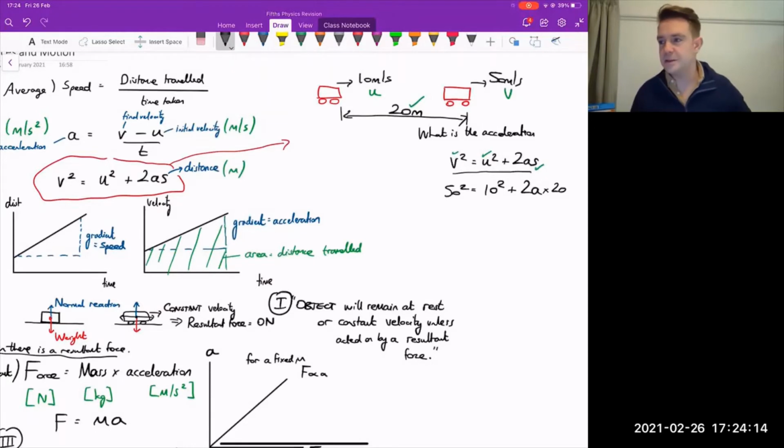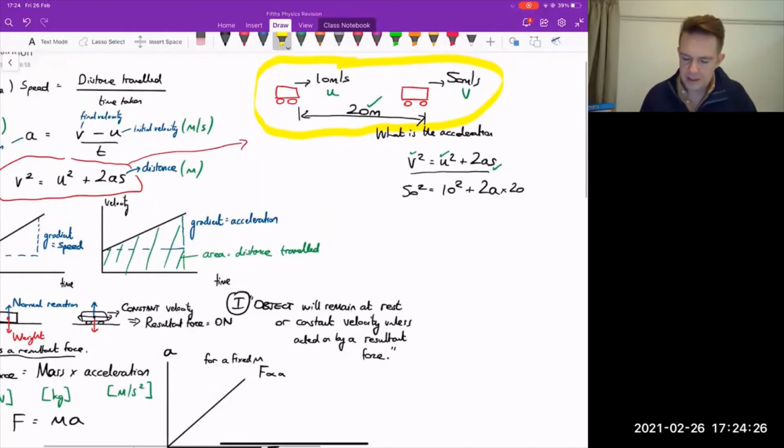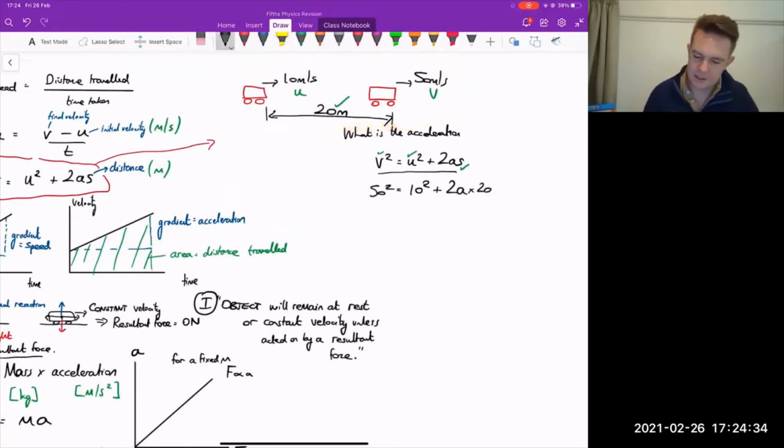Okay, now I've started, I might as well finish it off. For this question, you couldn't use a equals v minus u over t because you don't have a time. To use it, you need to know how long it took for the speed to change. So you have no alternative but to use the one involving v, u, a, and s. So what does that give us? 50 squared minus 100, divided by 40. 60 meters per second squared, I think. Okay.